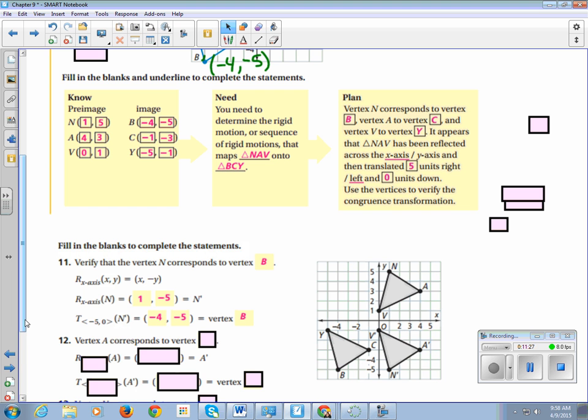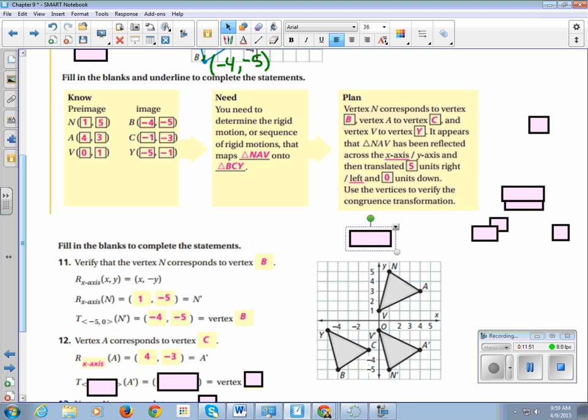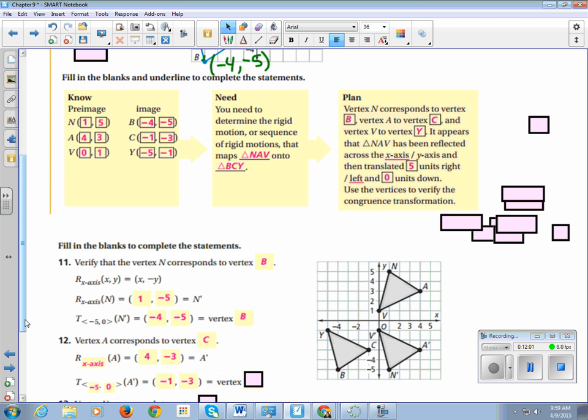So we know vertex A is buddies with vertex C. And we're going to reflect across the x-axis, like we did for N. We take this A coordinate, and instead of 4, 3, we go 4, -3. And then we translate that 5 units to the left, so we subtract 5 from 4. And we get -1, -3, which is our vertex C.